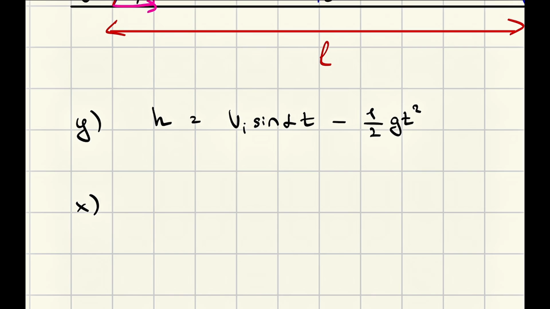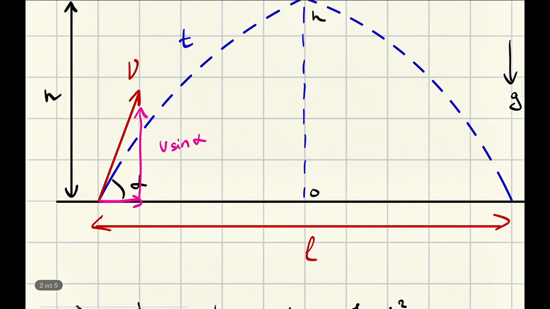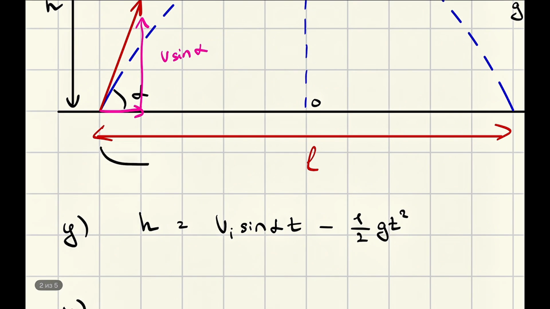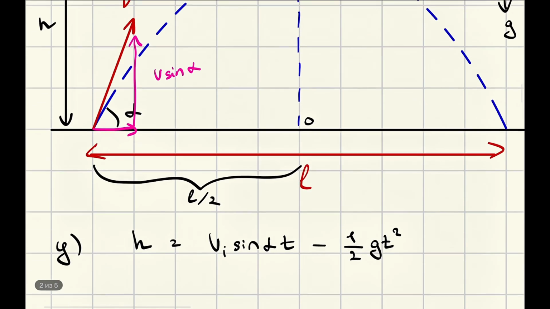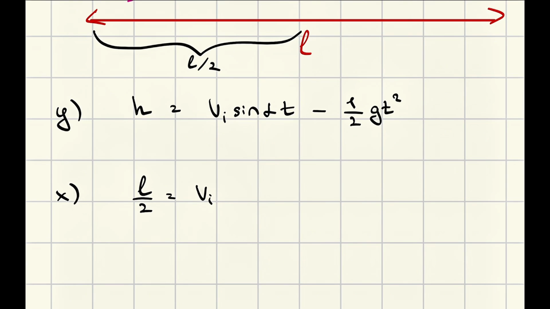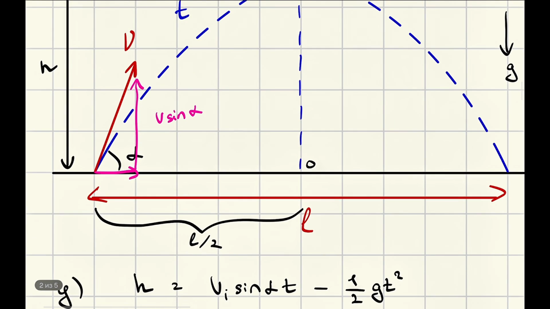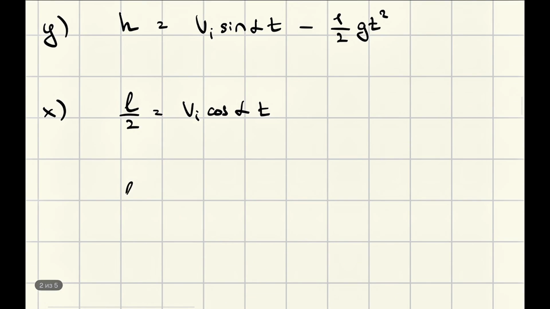What about the x-axis? Again, we talk only about the half of it. As we said before, we can divide it into two halves like this. It would be L divided by 2, because the entire range would be L. So L divided by 2 equals our initial velocity on the horizontal axis, v initial cosine alpha, times t. There is no force acting on our ball horizontally, so there is no acceleration horizontally. This is the thing that we need.